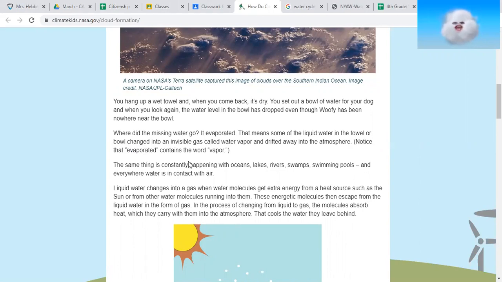The same thing is constantly happening with oceans, lakes, rivers, swamps, swimming pools, and everywhere water is in contact with air. Liquid water changes into a gas when water molecules get extra energy from a heat source like the sun, or from other water molecules running into them. These energetic molecules then escape from the liquid into the form of gas. In the process of changing from a liquid to gas, the molecules absorb heat, which they carry with them into the atmosphere. That cools the water they leave behind.